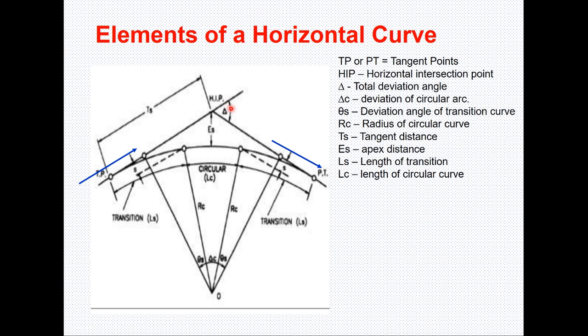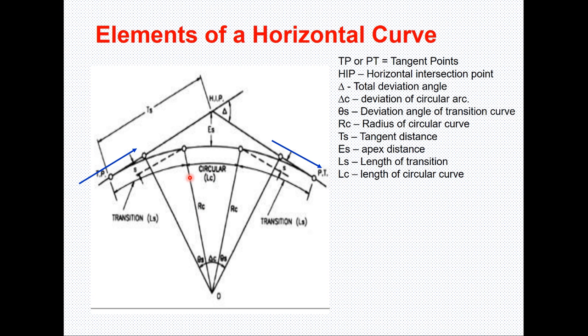And it subtends angle delta here, that is total deviation angle because of the curve. Now this total deviation angle is subtended here also at the center. A part of it, theta s, is compensated by transition curve, and central part, that is delta c, is the deviation of circular curve.